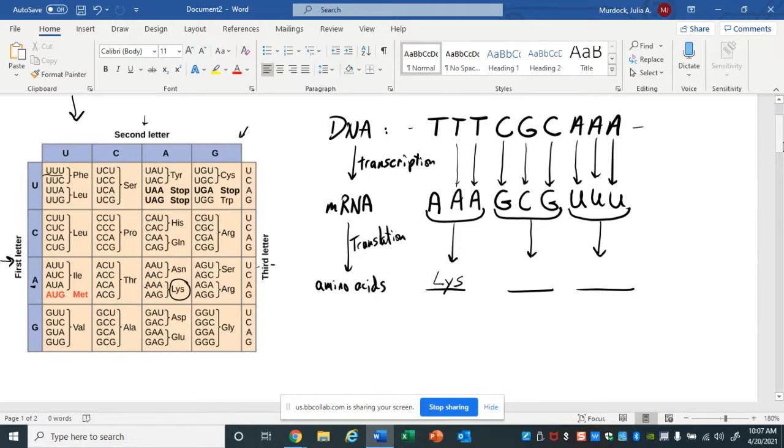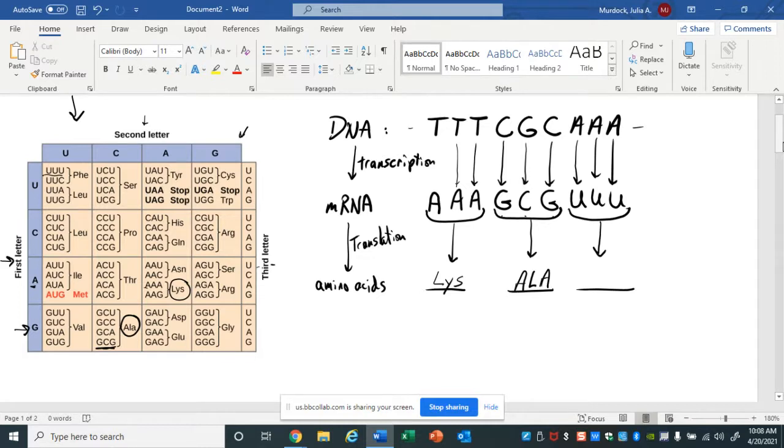Okay. My second one, GCG. So now I'm over here. Here's my first letter, G, and then C. So this column right here, C, and G. Here it is. There's the codon. And I'm going to have alanine be my second amino acid. Alanine. ALA for short.